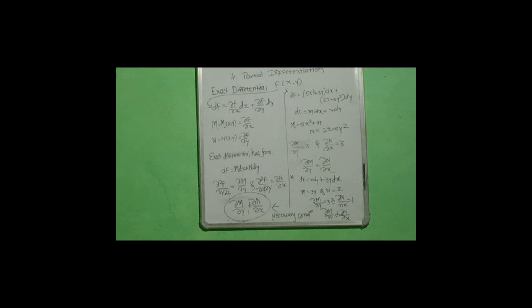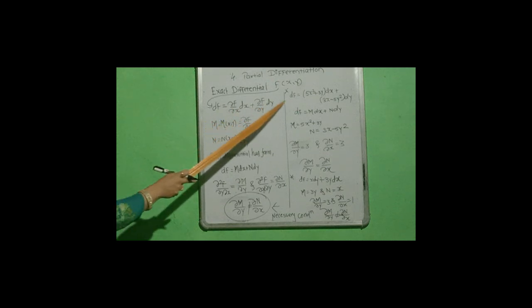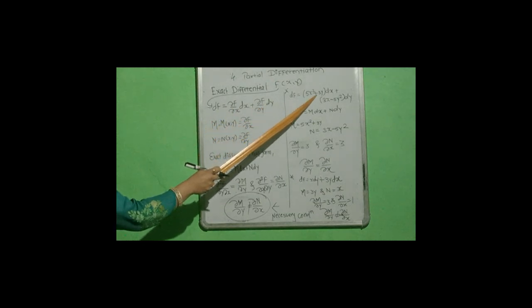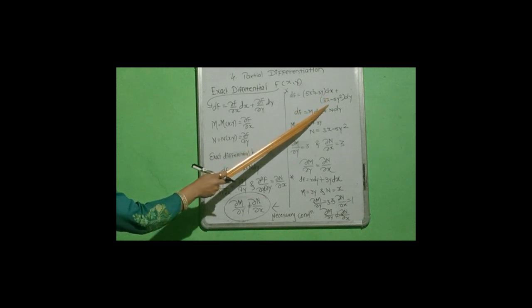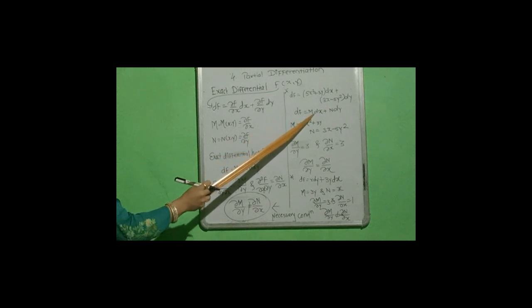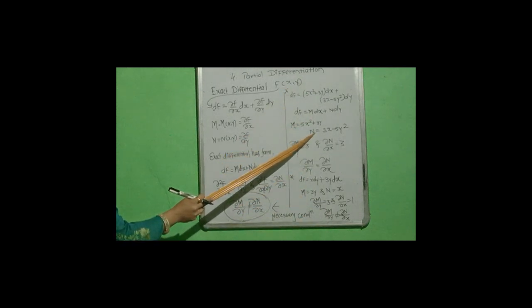Here I have considered one total differential equation: df = (5x² + 3y) dx + (3x − 5y²) dy. If you compare this with the exact differential form, df = M dx + N dy, M will be 5x² + 3y and N will be 3x − 5y².